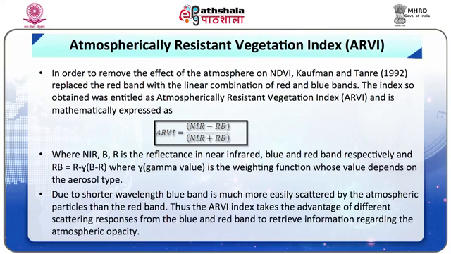The index so obtained was entitled the Atmospherically Resistant Vegetation Index, known as ARVI, and is mathematically expressed as NIR minus RB divided by NIR plus RB, where NIR, B and R are the reflectance in the near infrared, blue and red bands respectively, and RB is equal to R minus gamma times (B minus R), where gamma is the weighting function whose value depends on the aerosol type.